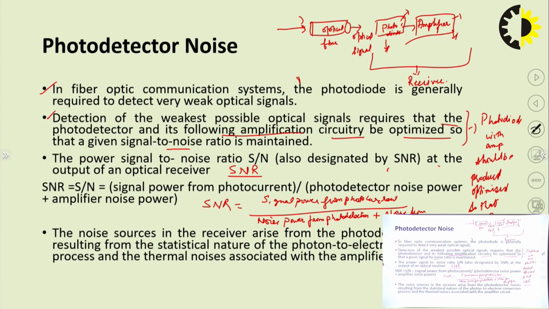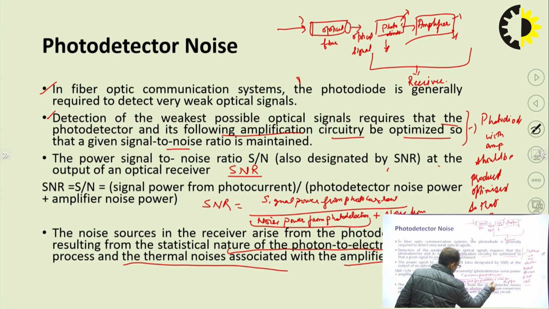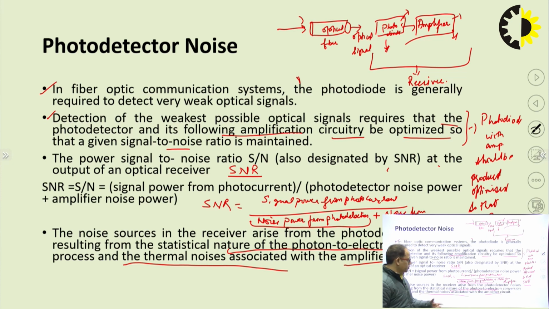So the signal to noise ratio is the signal power from the photocurrent divided by the photodetector noise power plus the amplifier noise power. Now the next point is the noise sources in the receiver, which arise from the photodetector, resulting from the statistical nature of the photo to electron conversion process, and the thermal noise associated with the amplifier. Clear? Maximum noise occurs due to the statistical nature of the photo to electron conversion process, when optical energy is converted to electrical energy. And the next contribution is from the amplifier, that is, the thermal noise associated with the amplifier circuit.